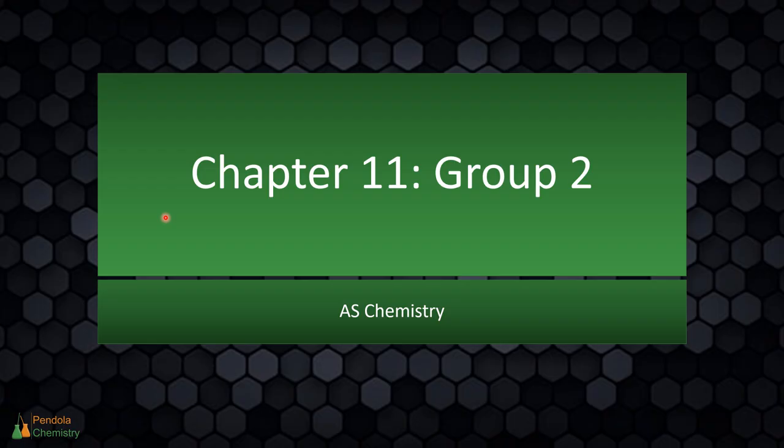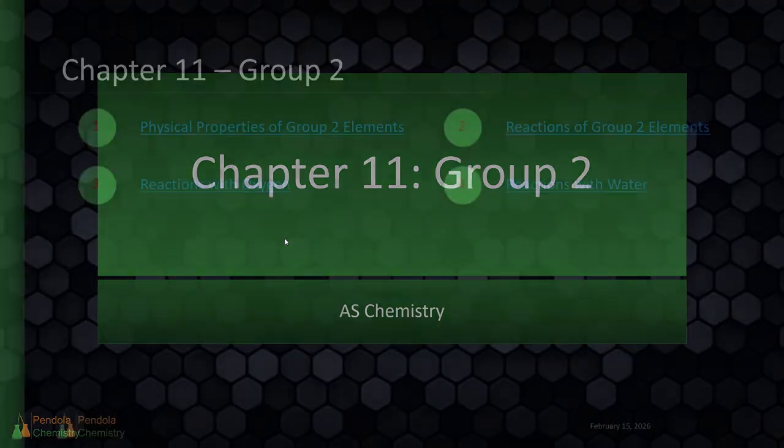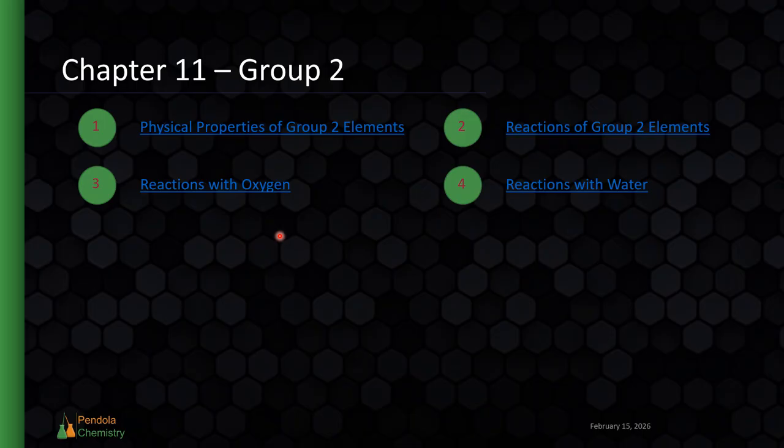Today we're going to start chapter 11 and look at section 11.1 so we can look at the reactions and patterns in group 2 elements. So let's start. Section 1 is about physical properties of the group 2 elements. That's what we're going to look at today. And then we'll move on in different videos to look at the reactions of the elements in section 2, the reactions with oxygen, specifically section 3, and then water in section 4.